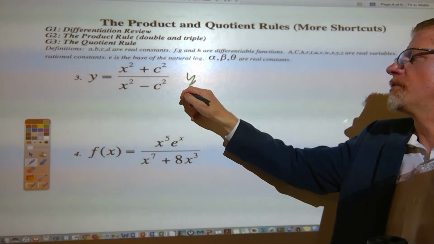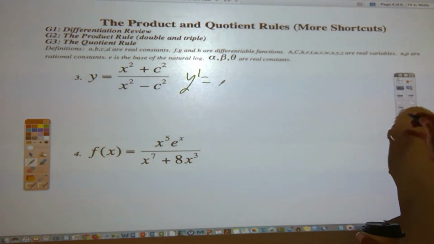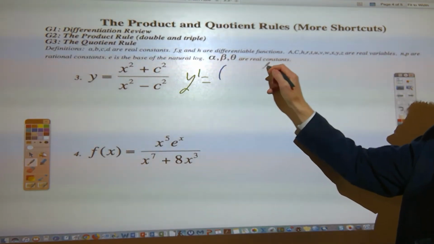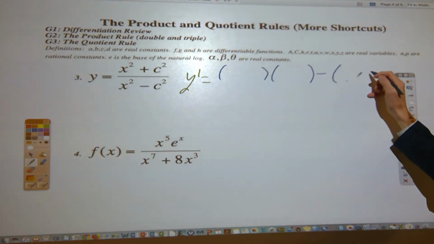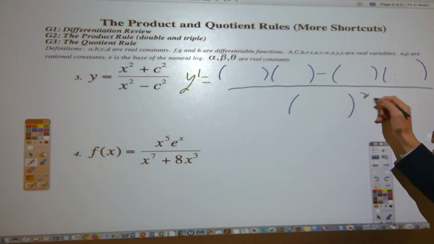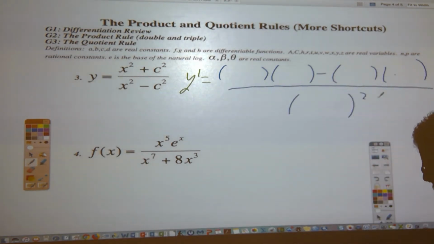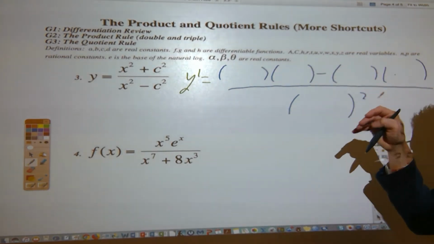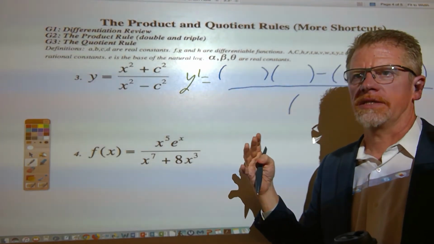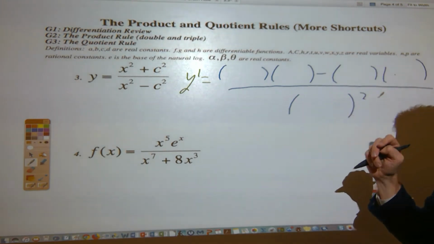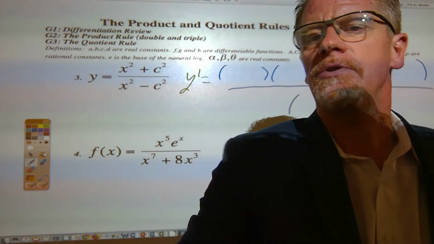So let's find y prime. Setting up the skeleton of the answer. For problem 3, we set up the skeleton. Low d high minus high d low, draw the line and square below. So try your hand at filling in, your hand at attaching flesh, if you will, to those 5 bones. I'm going to pause the camera. We'll see what you come up with.